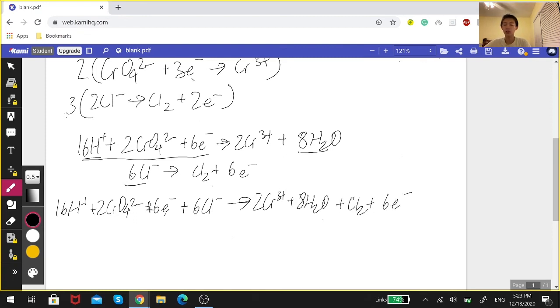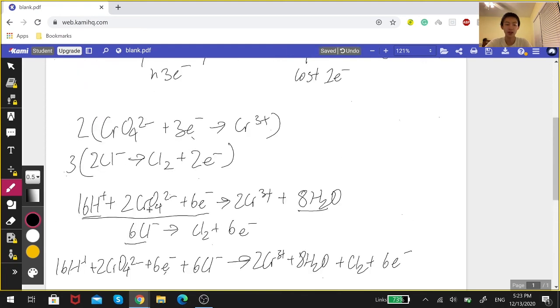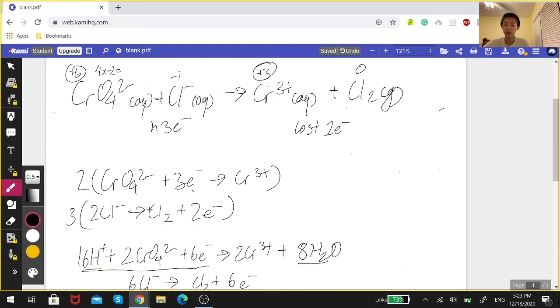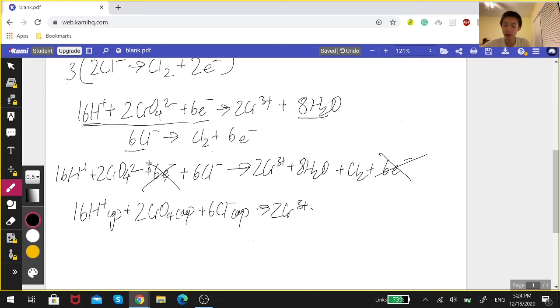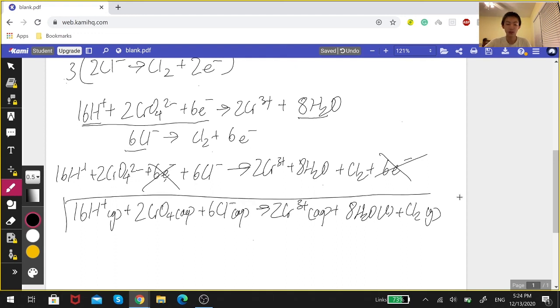Then we cancel out everything that is the same. Our last step is cancel and reduce. First of all, electrons always cancel out, as there are 6 electrons on each side. Let's see if there's anything else that can be canceled out. There is not. So the final equation is 16 H+ aqueous plus 2 CrO4 2- aqueous plus 6 Cl- aqueous yields 2 Cr3+ aqueous plus 8 H2O liquid plus 3 Cl2 gas. And that is our final redox reaction.